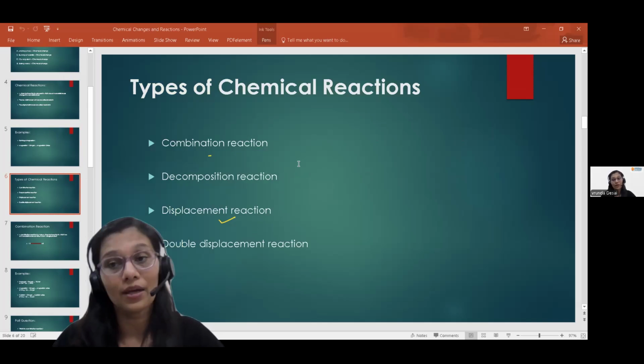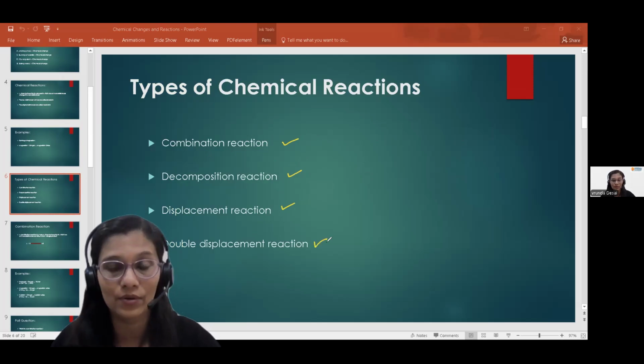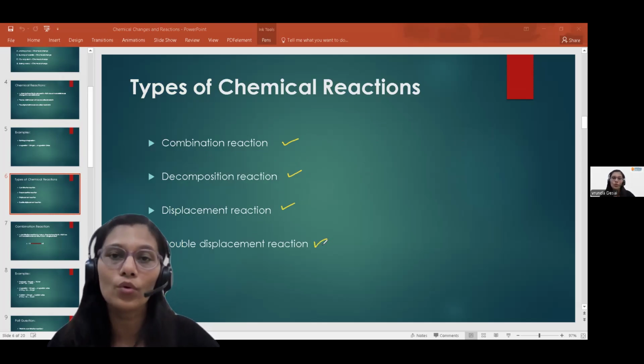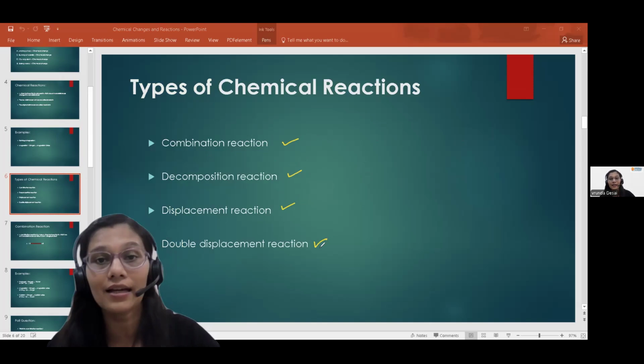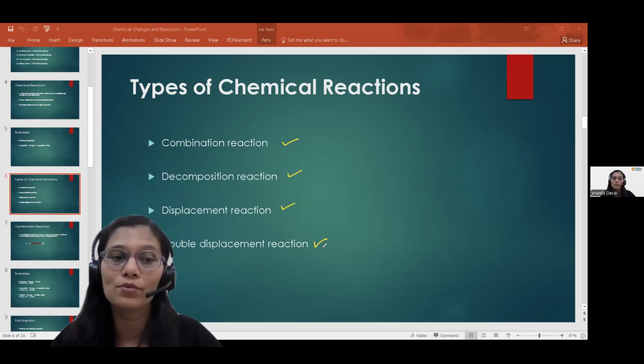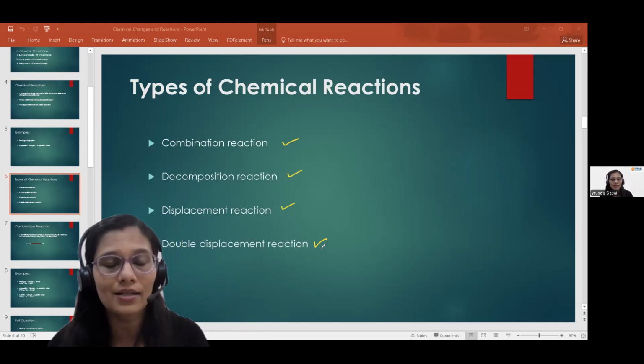Now about the types of chemical reactions. Here we are going to discuss four types first: combination reaction, decomposition reaction, displacement reaction, and double displacement reaction. One more type of chemical reaction, the redox reaction, we will be discussing at the end. These four types we will learn one by one in our coming classes, but today I will show you their representations.